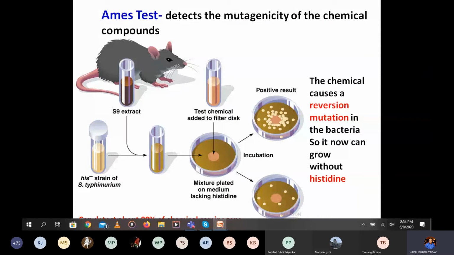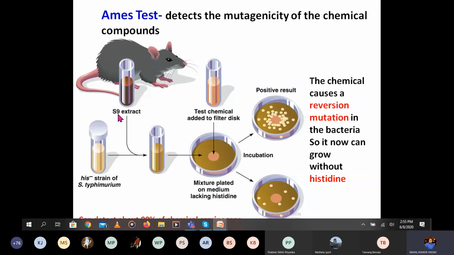So for this, you can perform one test to see whether these chemicals are carcinogenic or not. How to know the carcinogenicity of particular chemicals? For that, you can perform a test known as the Ames test, which is used to detect the mutagenicity of chemical compounds. Chemicals cause a reversion mutation in the bacteria, so it can grow without histidine. You can take the bacteria Salmonella typhimurium, which is not able to synthesize histidine.